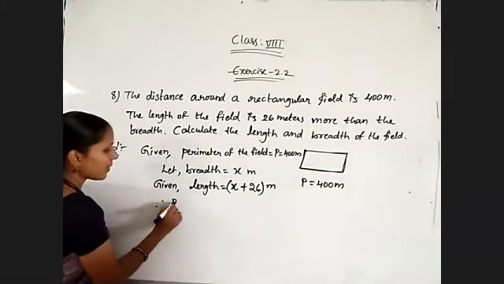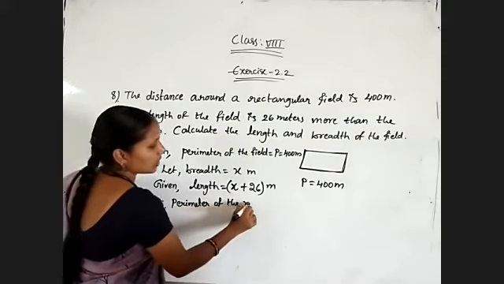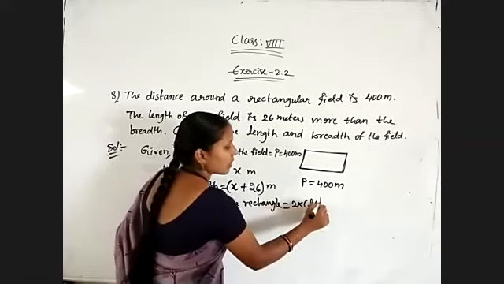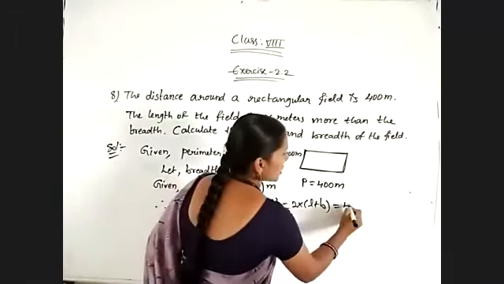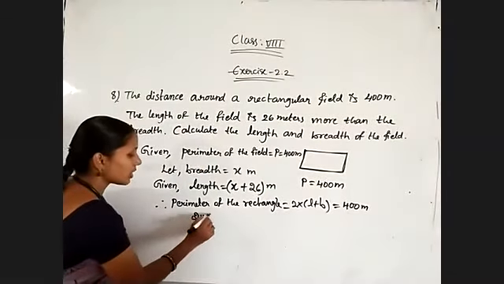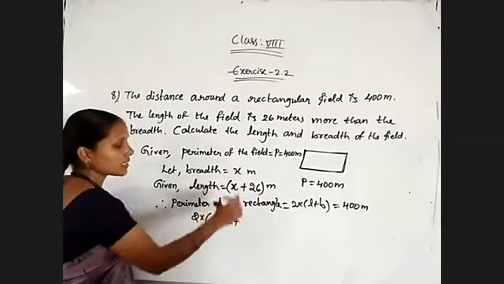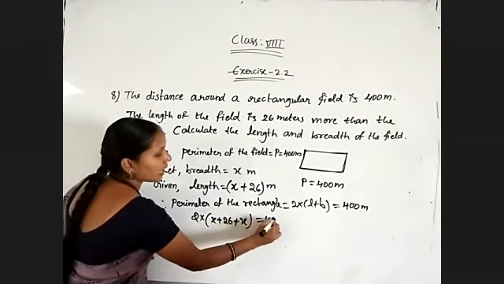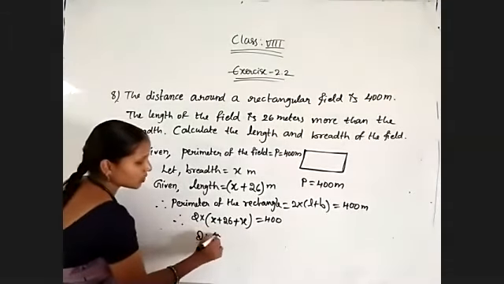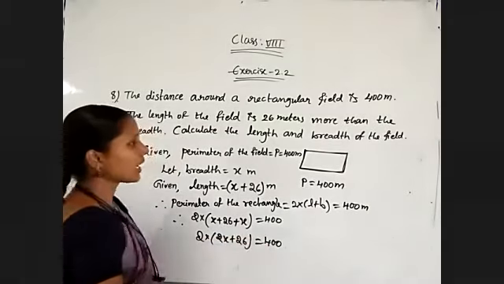Therefore, we have the perimeter of the rectangle formula. What is that? Perimeter of the rectangle is equal to 2 into (L plus B), which is equal to how much is given? 400 meters given. So substitute all the values. 2 into (L value is x plus 26, B value is x) is equal to 400 meters. So that is nothing but 2 into (x plus x plus 26), that is 2(2x plus 26) is equal to 400. So do the calculations. What will we get?